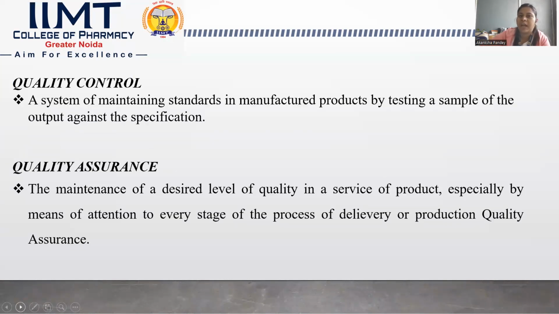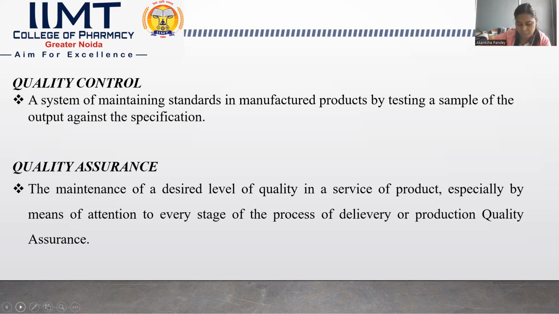Moreover, two branches more have been introduced at the industrial level. You can say, quality control and quality assurance. In simple terms, quality control is a branch that maintains the standard of any product by testing its sample. And quality assurance maintains the quality of the product.